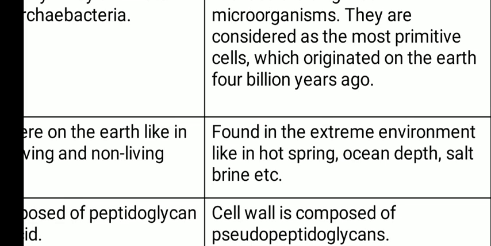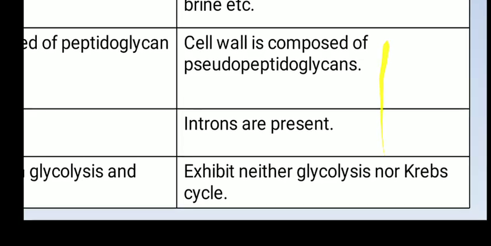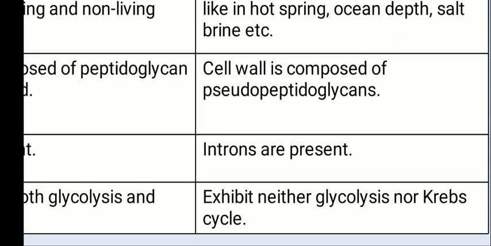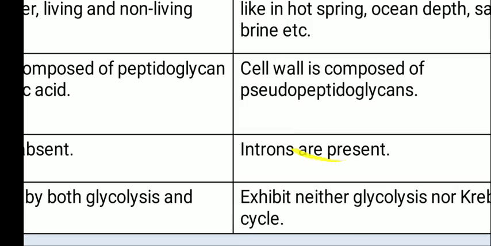Then the cell wall of these archaebacteria is composed of pseudopeptidoglycan. Introns are present in the archaebacteria, and for the metabolism process they neither consist of glycolysis cycle nor Krebs cycle. Meaning their metabolic process is carried out in a simple form.